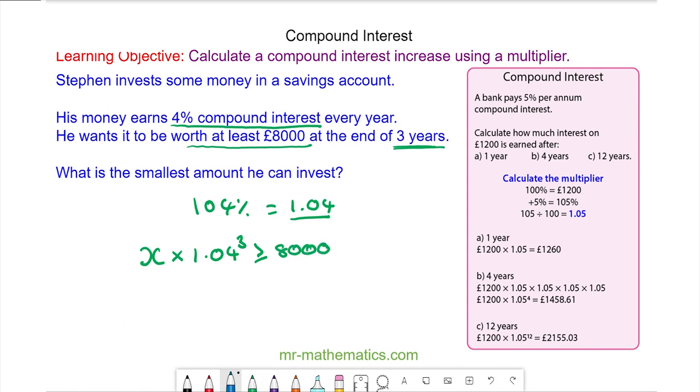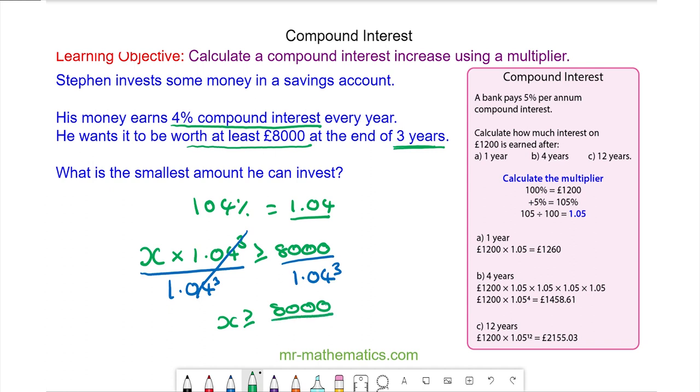To find the value of x, we divide both sides by 1.04 to the power of 3, and these will cancel. So x must be greater than or equal to 8,000 divided by 1.124864, which is £7,111.98.